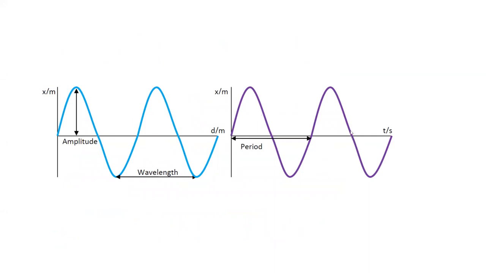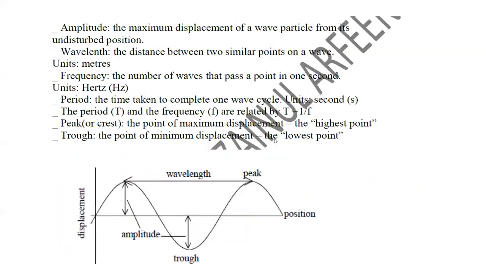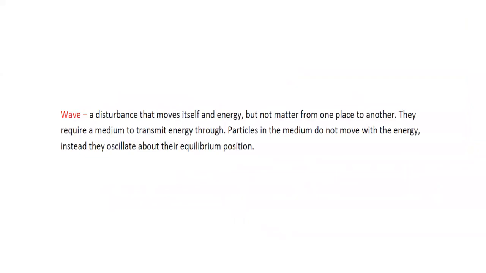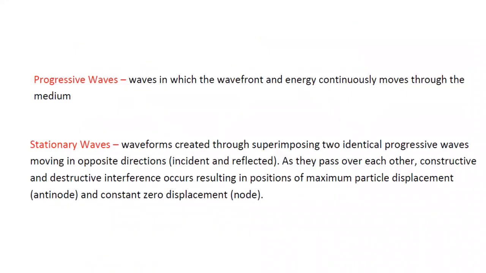If the x-axis is time, then it will be a time period. If the x-axis is distance, then it will be a wavelength. So this was the start of unit 2, which is about waves and electricity. We have discussed transverse and longitudinal waves and progressive and standing waves.